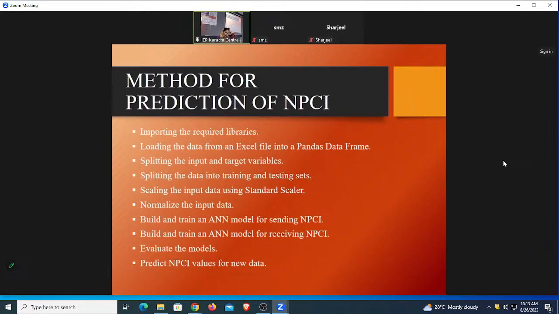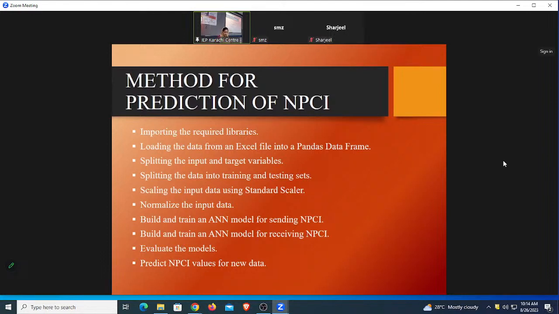Now, to predict the NPCI, an artificial neural network is employed. But here, the artificial neural network is developed using Python. First, we have to import the required libraries to develop the neural network in Python. Then we'll import the data set that we have created in the Excel file into a pandas data frame. Then we'll split the input and the target variables.